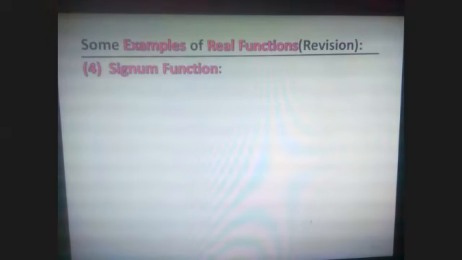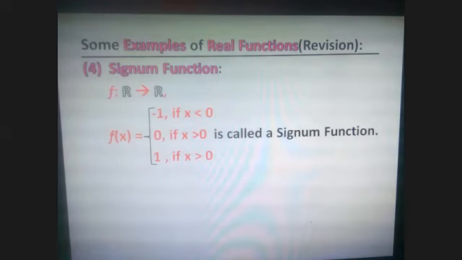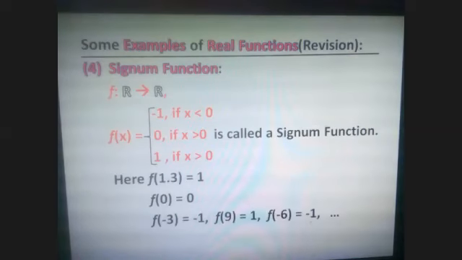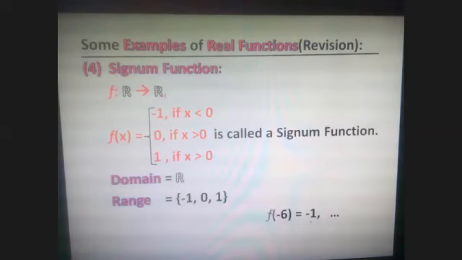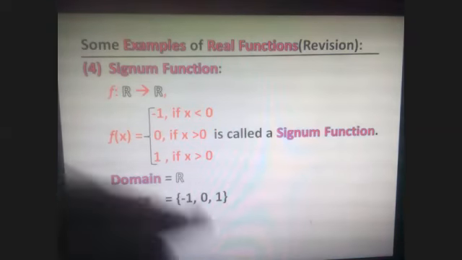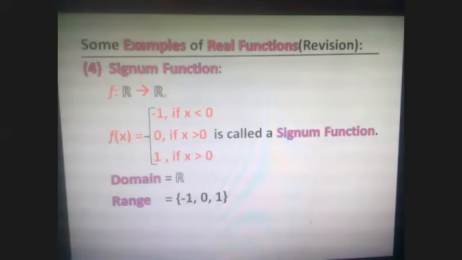Signum means sign of number: plus 1, 0, or minus 1. If x is a negative number, f(x) is minus 1. If x is 0, f(x) is 0. If x is more than 0, f(x) is 1. f(1.3) will be 1 because x is more than 0. f(0) is 0. f(-3) is -1. Domain is R. Range will consist of only 3 elements: -1, 0, 1.